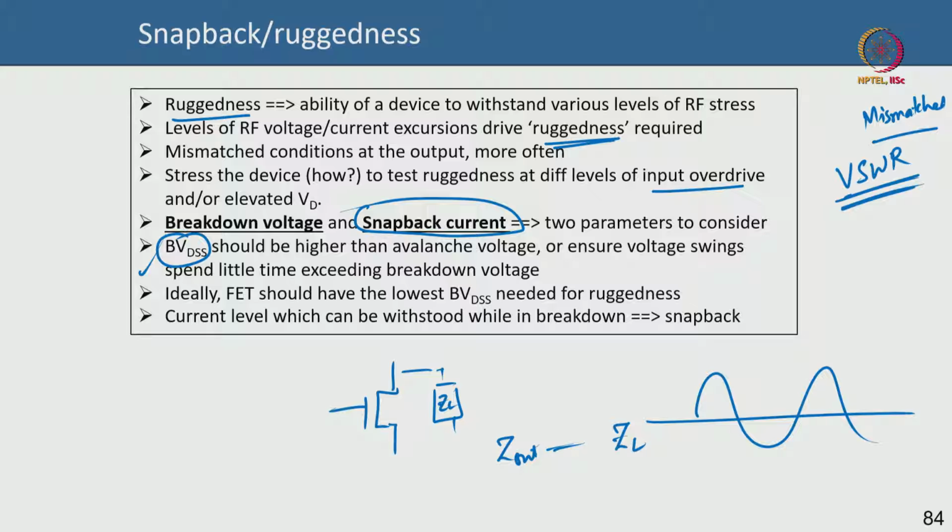Okay. So whenever you have a voltage swing, you want that the voltage swing should not exceed the breakdown voltage, or even if it has to exceed the breakdown voltage, it should spend as little time as possible. Ideally, you want the breakdown to be very, very large, infinitely large, but then you cannot do that because you'll have to sacrifice your on-resistance infinitely, which is not realistic. So within the given constraints, you want the breakdown voltage to be such that it just meets the criteria of all reliability, HCI, etc., and no more. You do not want the voltage swing exceeding the breakdown to spend much time there.